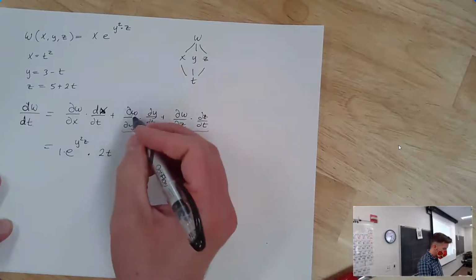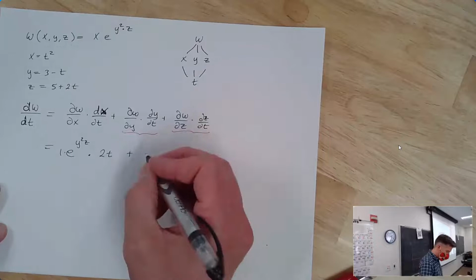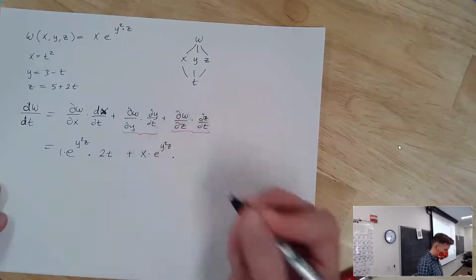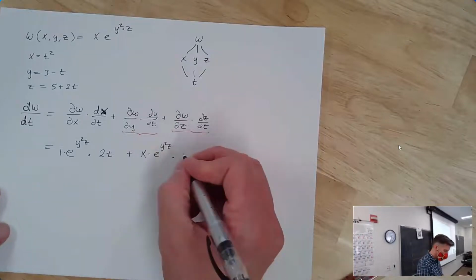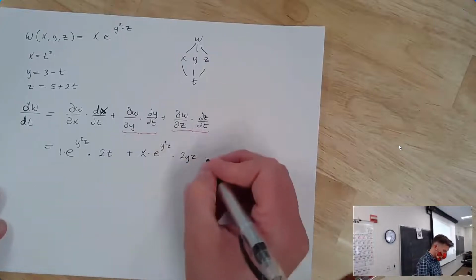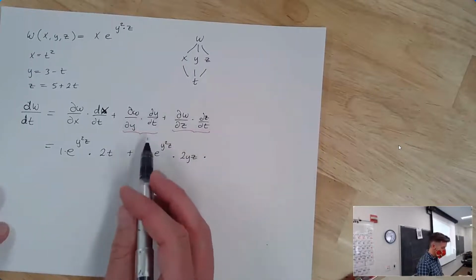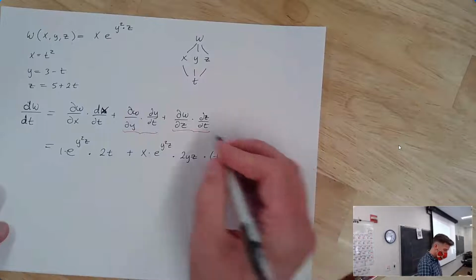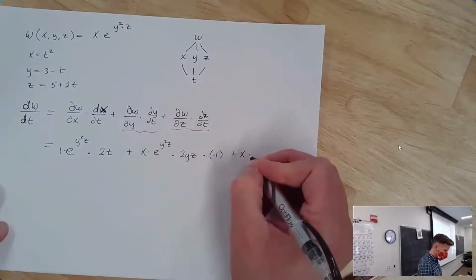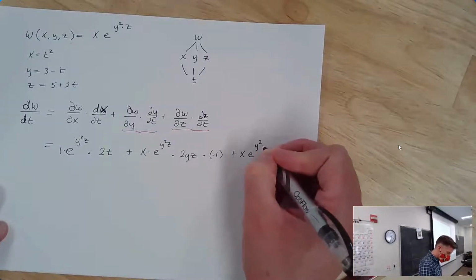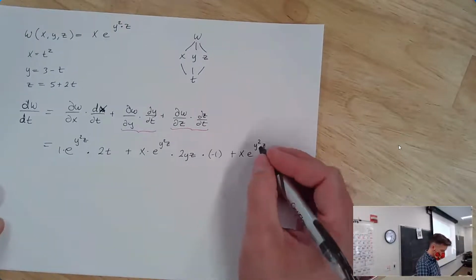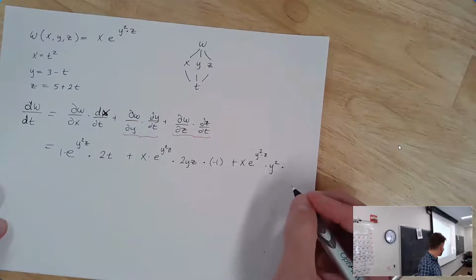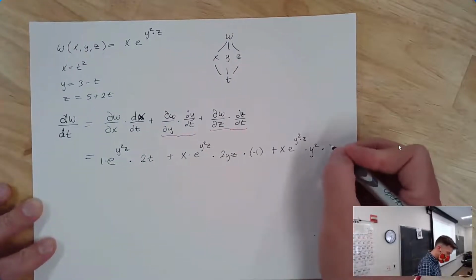plus del w del y is going to be, all right, so I've got a constant times the derivative of e to the stuff, which is e to the stuff times the derivative of the stuff with respect to y, which is 2yz, times dy dt, which is -1, plus del w del z, which is going to be, again, the constant x times e to the stuff, times the derivative of the stuff, and the derivative of y squared z is just y squared, times dz dt, which is going to be 2.